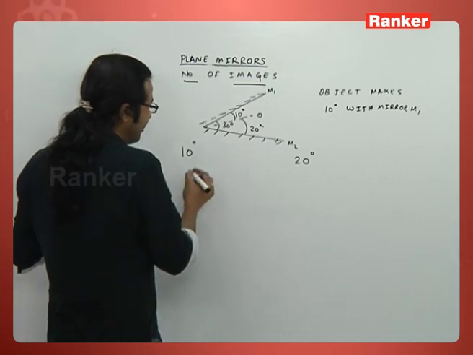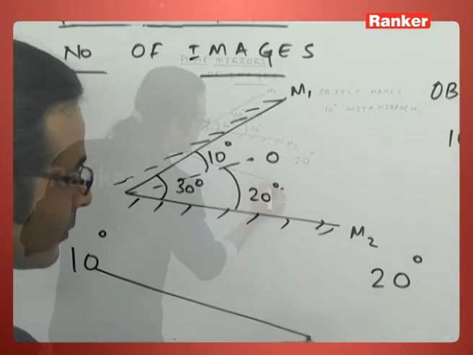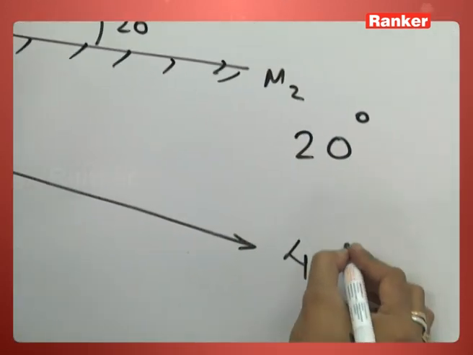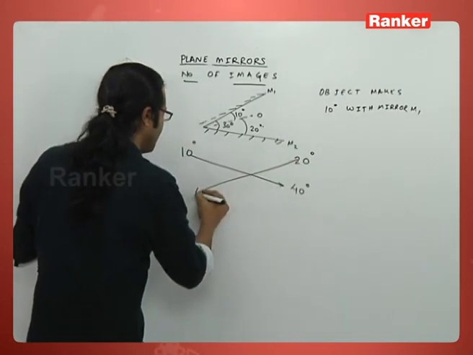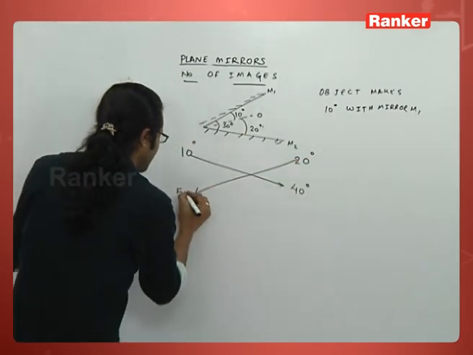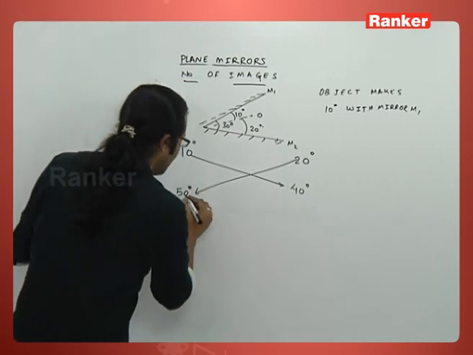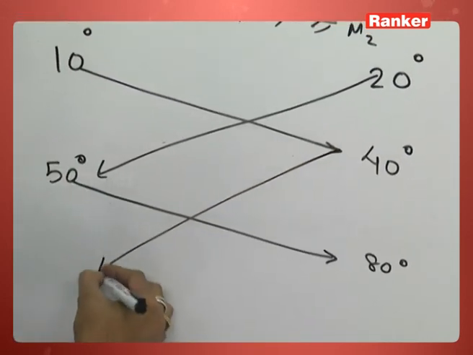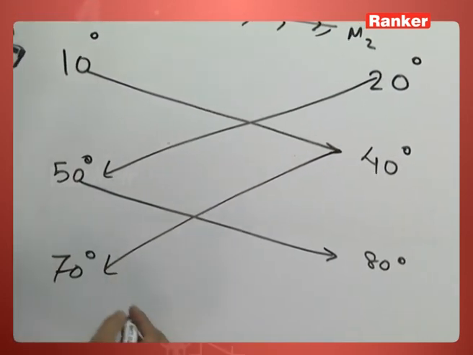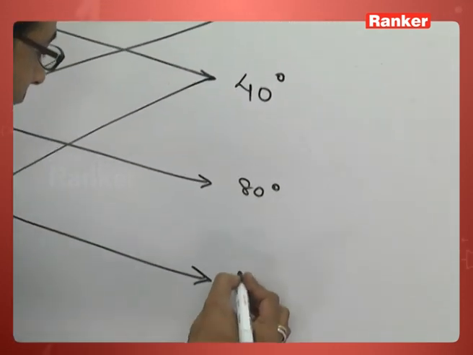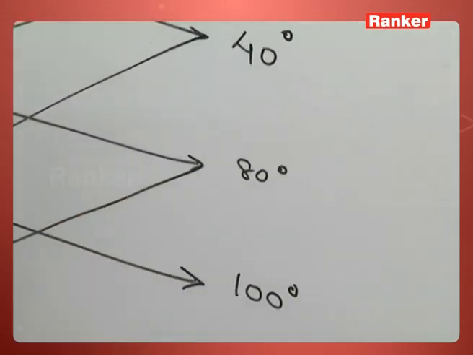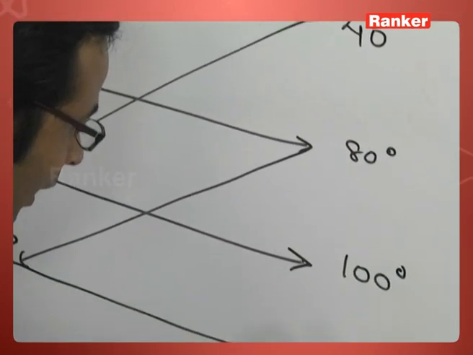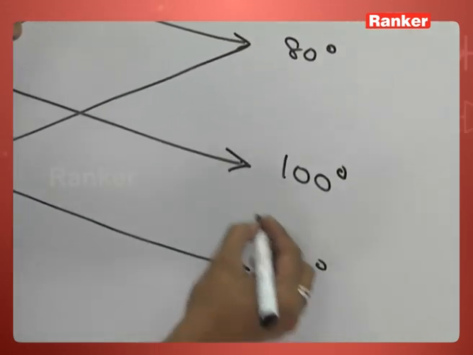So here I go like this, 10 plus 30, 40. Then I will go here, 20 plus 30, 50. Then I will go 50 plus 30, 80, 40 plus 30, 70, 70 plus 30, 100, 80 plus 30, 110. Then I will go, this is 110 plus 30, 140.